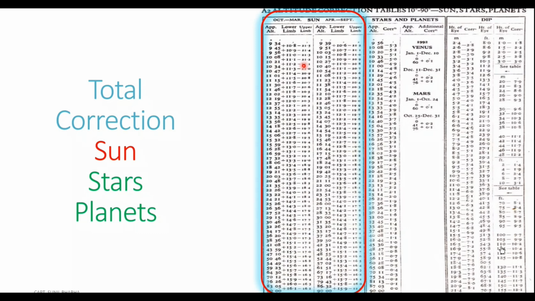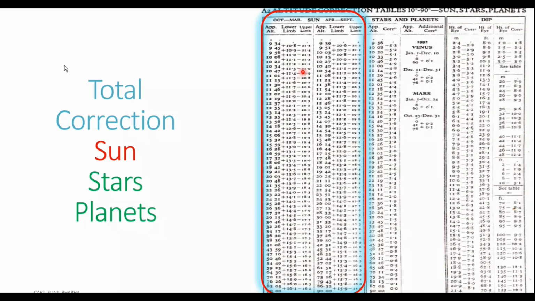There are 2 corrections given against each apparent altitude, or for a range of apparent altitudes. The first correction is for the lower limb of the sun, and you can see a positive sign in front of it. And the second column gives you the correction for the upper limb of the sun. You can see a negative sign for the upper limb total correction.